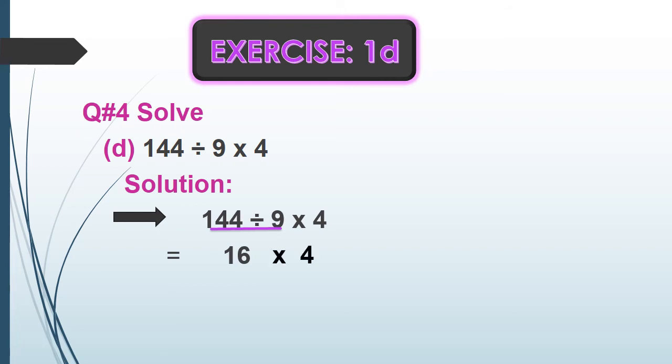And multiply 4 will come as it is. Now here is only one operation, that is of multiplication. So we will multiply 16 by 4, and 16 4 times is 64, which is the final answer.